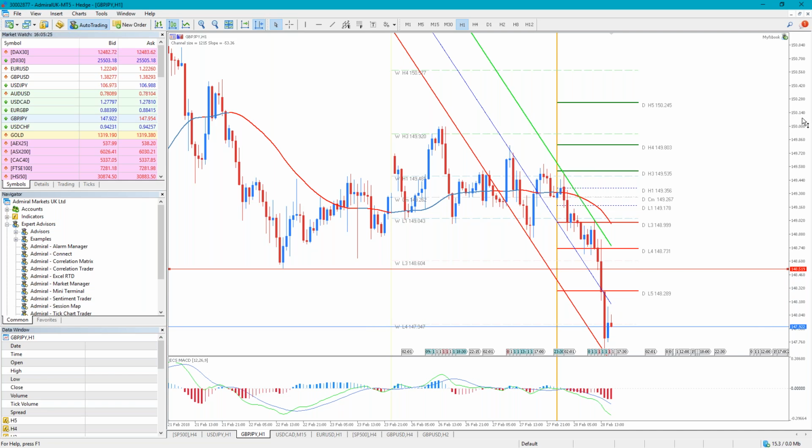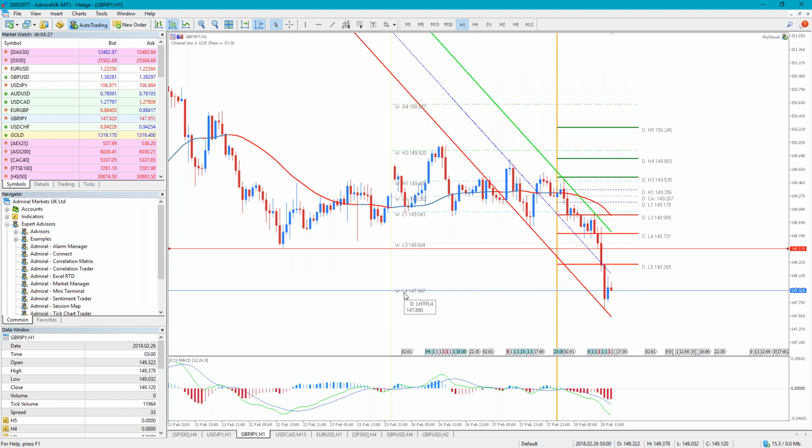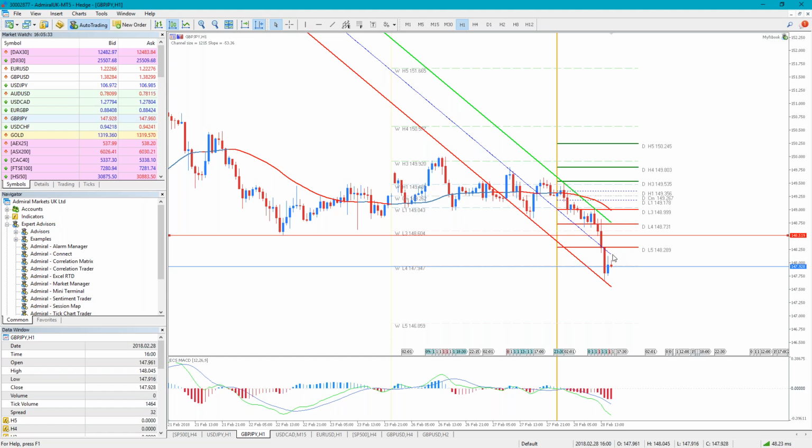I'm not sure if a retracement will happen because of the break of weekly L4. This candle broke below and closed below. So there could be a short retracement, and then it could go towards weekly L5. You need to be careful.